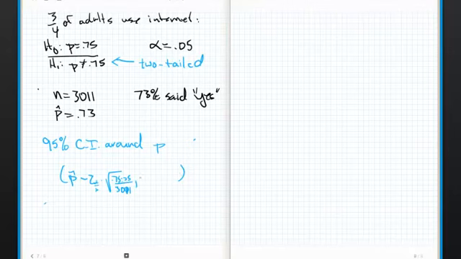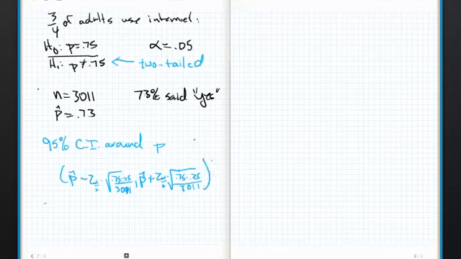On the right, it's going to be p hat plus z alpha over 2 times the square root of, ooh, I'm going to run out of room over here, aren't I? Times the square root of, okay, dang it, everything's coming unwound. 0.75 times 0.25 divided by 3,011.